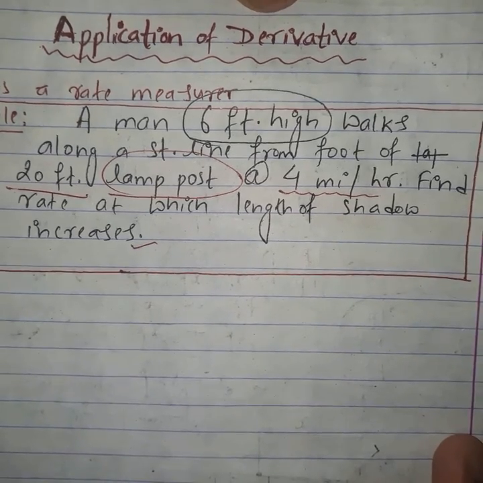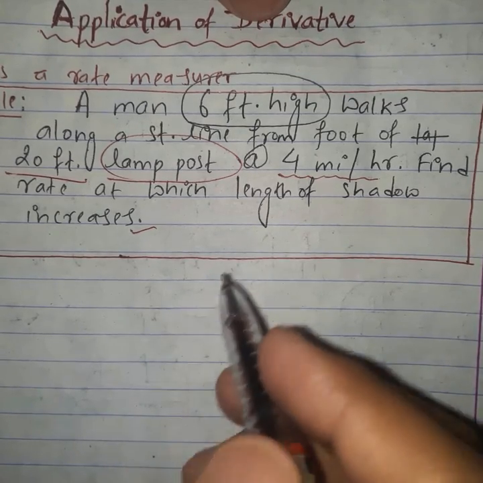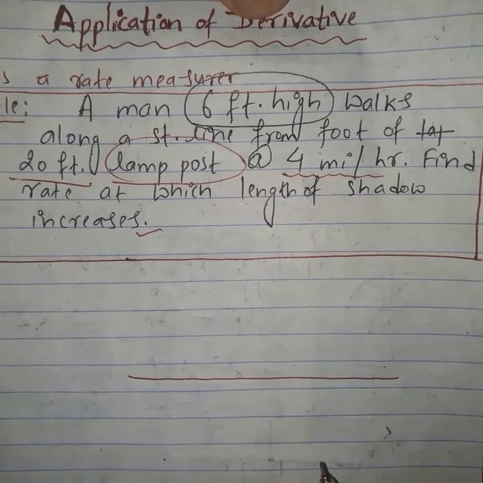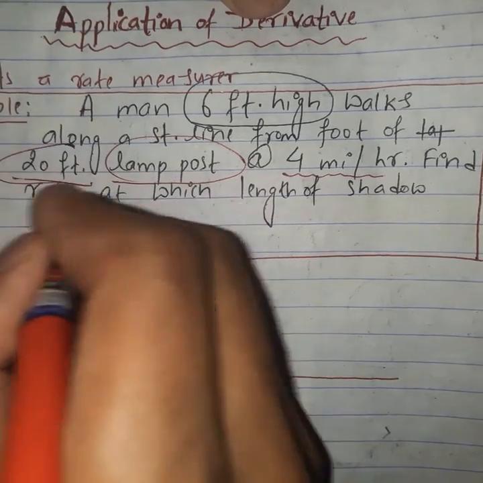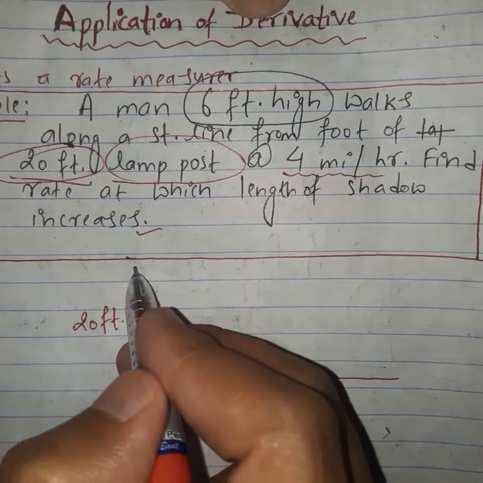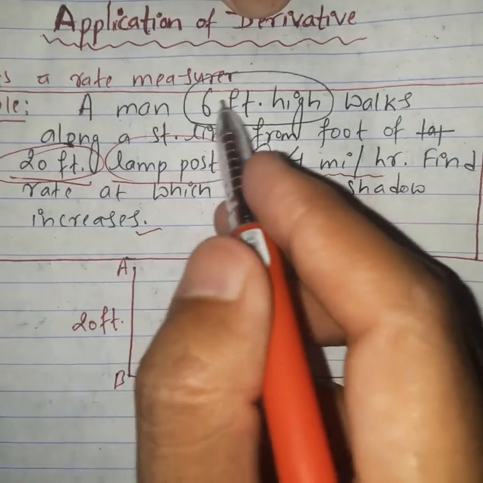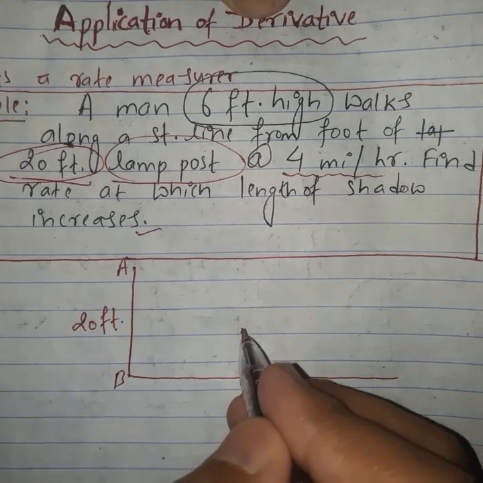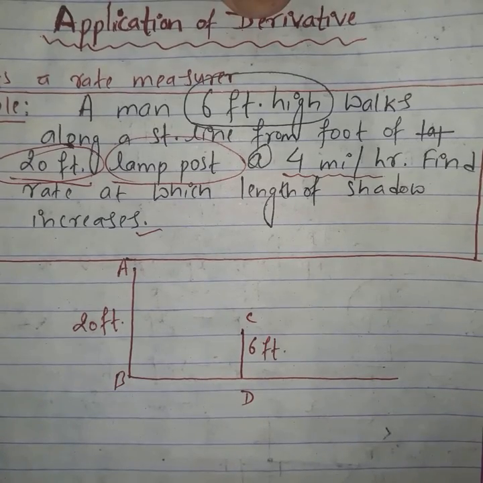First of all, let's visualize this problem with the help of a diagram. Let's make the diagram. This is the straight path. Here is a lamp post. The height of the lamp post is 20 feet. Let's say the lamp post is AB, and a man of the height 6 feet. Let's say there is a man CD. He is 6 feet high.